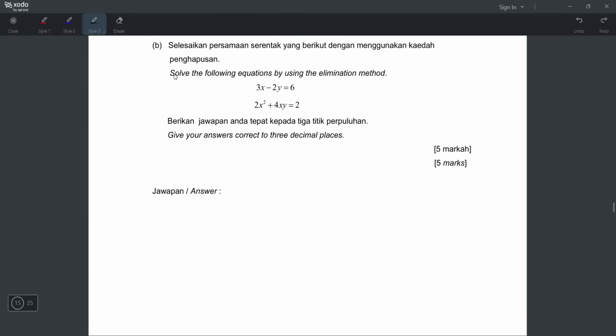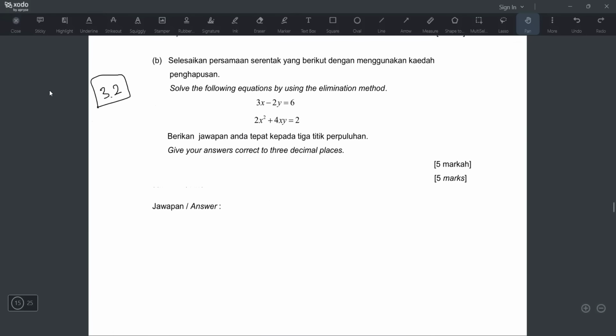Alright, B, this is not 3.1. This is 3.2 already, because it doesn't have 3 variables. It only has 2 variables. So later I'll be using the substitution method. But they say using elimination. But how? Okay, never mind, let's try first. Solve the following equation by using elimination method. You all know why I'm surprised.